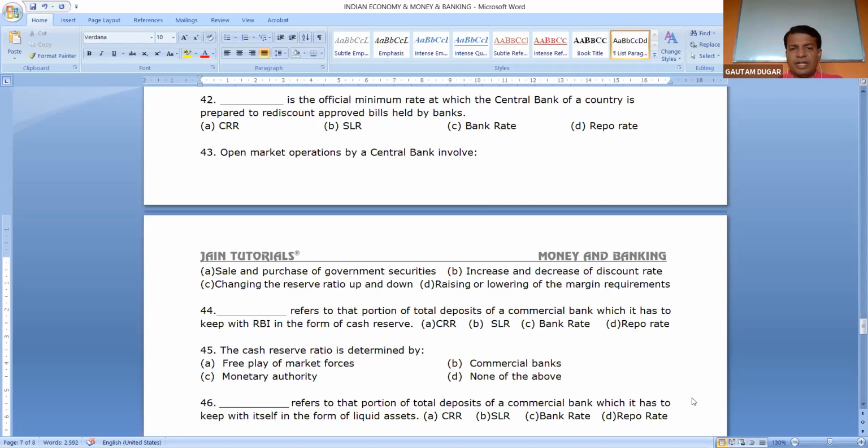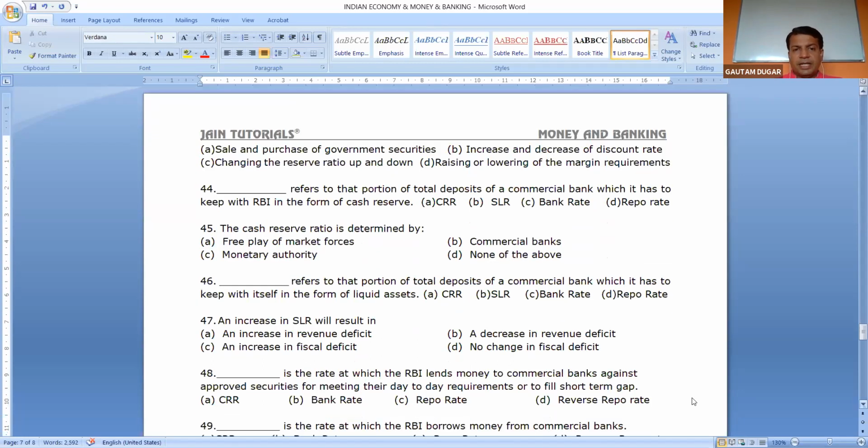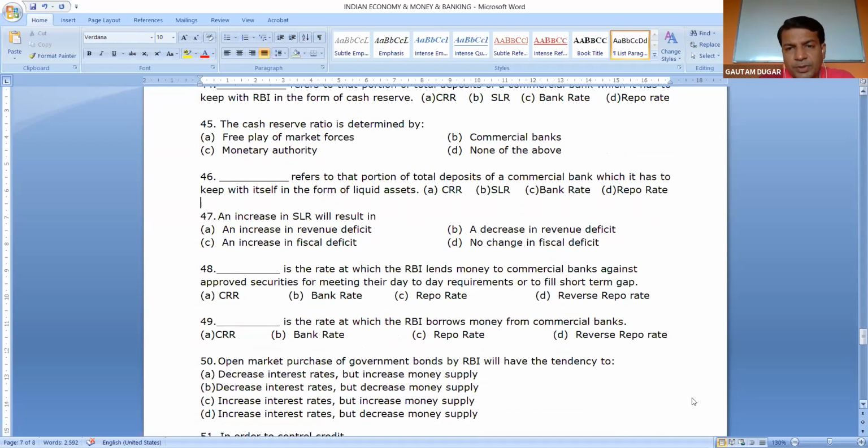Cash reserve ratio. That cash reserve ratio is determined by, 45. Yes, C. Monetary Authority. Kushi Gupta, that's a good answer. It's Monetary Authority. 46. Dash refers to that portion of the total deposits of a commercial bank which it has to keep with itself in the form of liquid assets. 46. Yes, SLR is again a good answer.